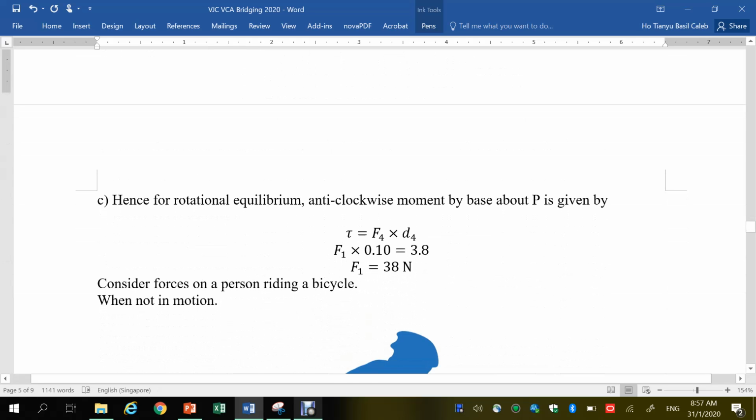Let's break this down. Hence, the moment tau must be force times distance, which is the weight of the base times the distance. The distance from the base is 10 cm. The rotation moment is 3.8. If you rearrange, the weight of the base must be 38 newtons, which is about 3.8 kg. It's pretty heavy.